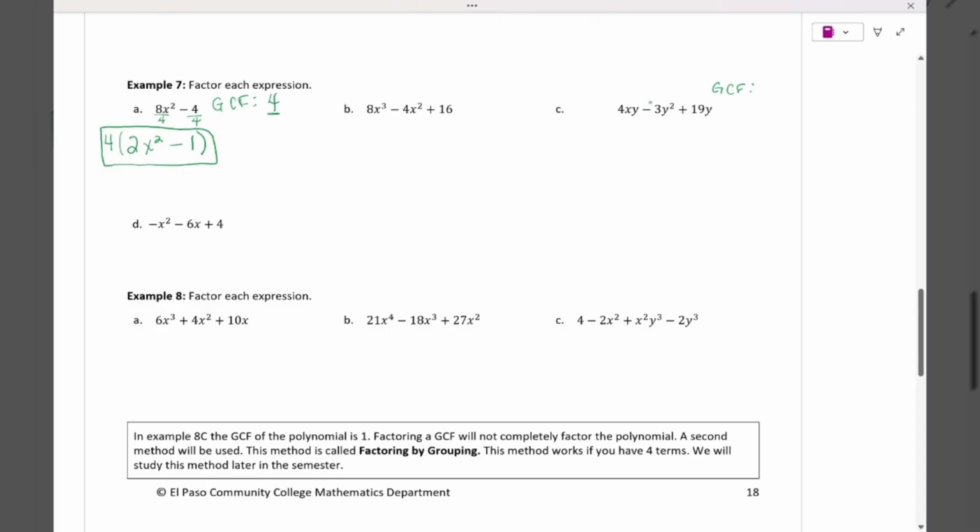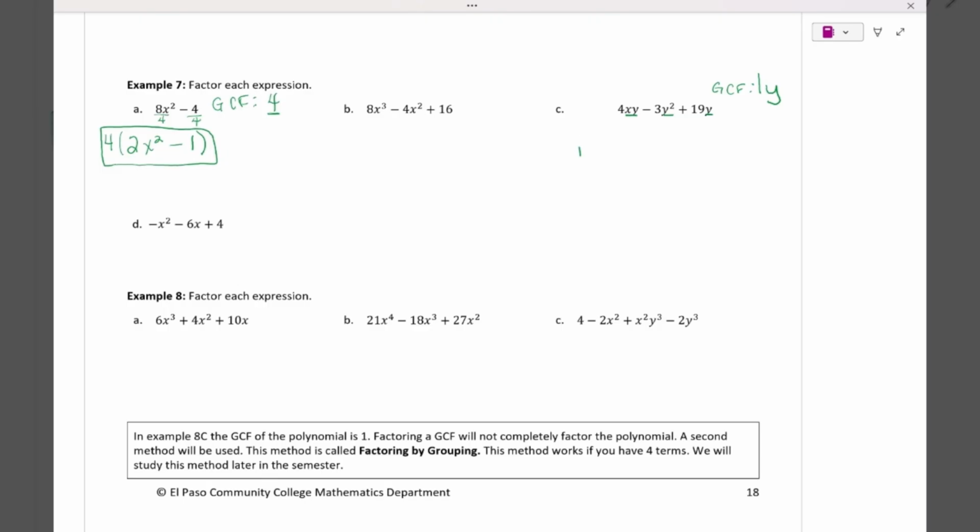So let's look at the variable part. So I have an xy, I have a y squared, and I have a y. Do they all have variables in common? And actually, yes, they all have a y. 4xy has a y, y squared is 2 y's, y times y, right? And then 19y has a y. So they all have at least a y. So the GCF is y. You can write that as 1y, or just the y if you want.